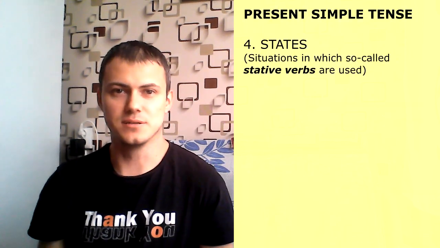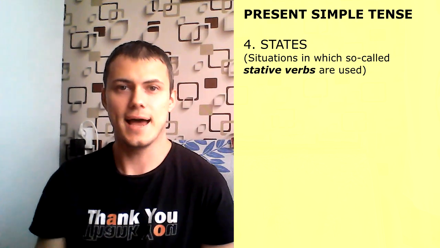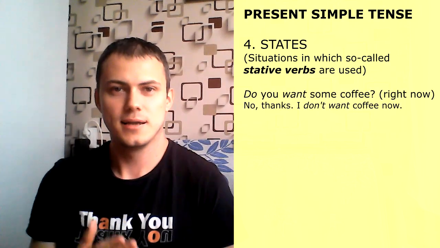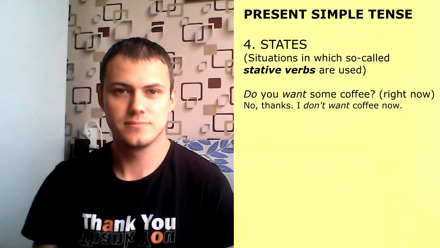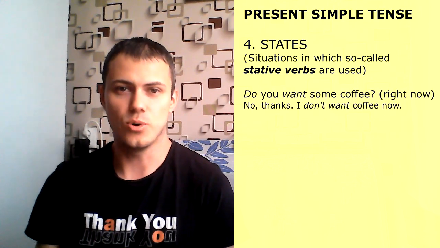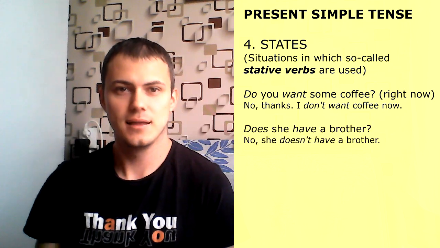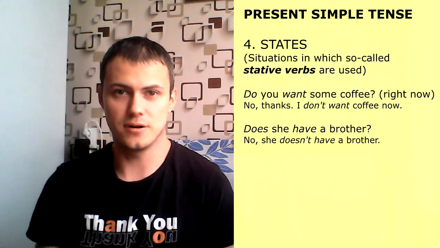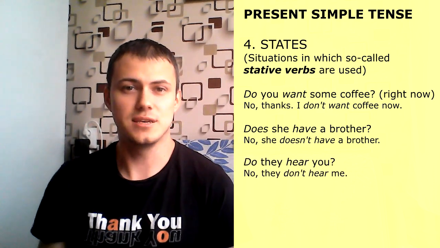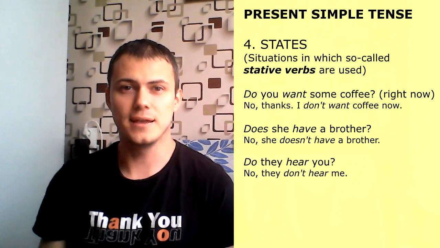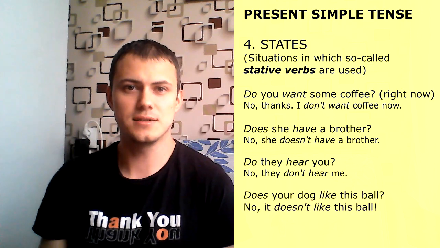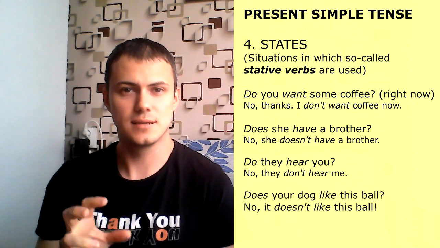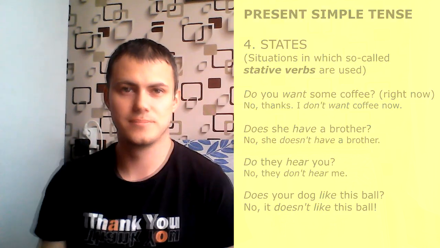Some examples of negative sentences and questions using stative verbs. Do you want some coffee? No, thanks. I don't want coffee now. Does she have a brother? No, she doesn't have a brother. Do they hear you? No, they don't hear me. Does your dog like this ball? No, it doesn't like this ball.